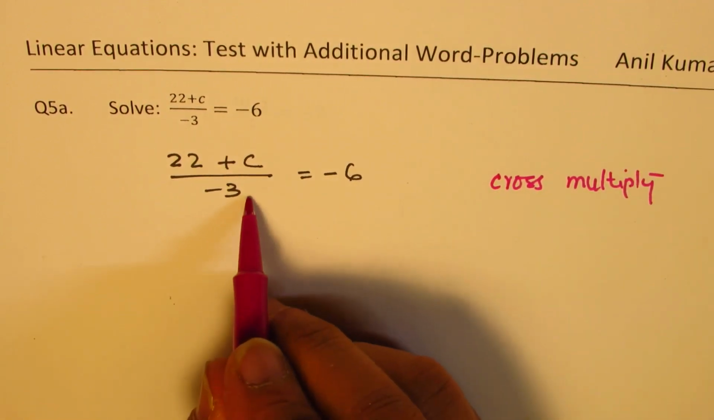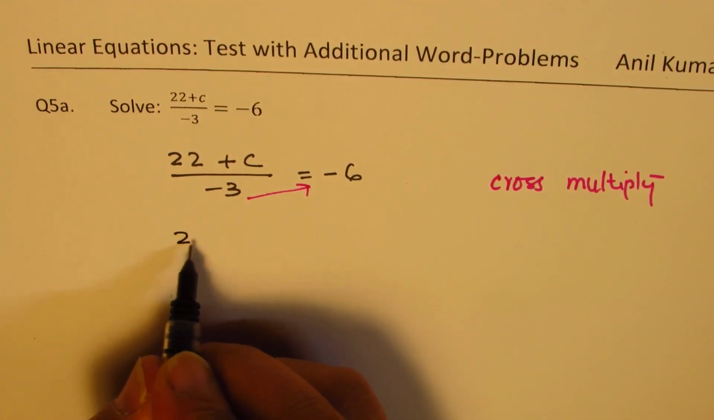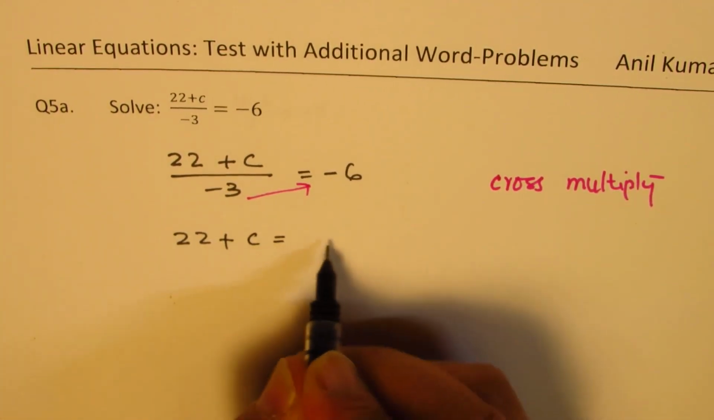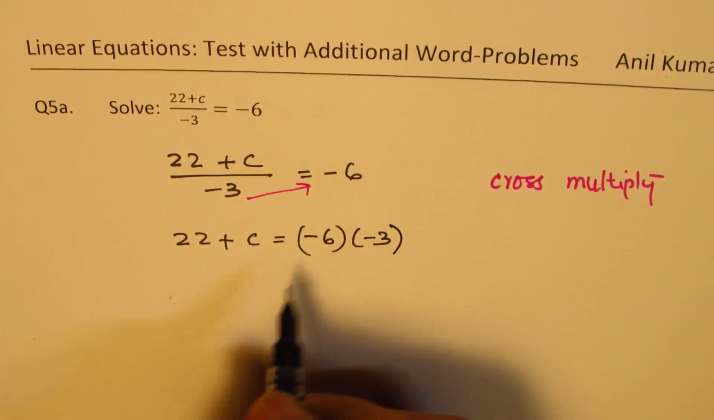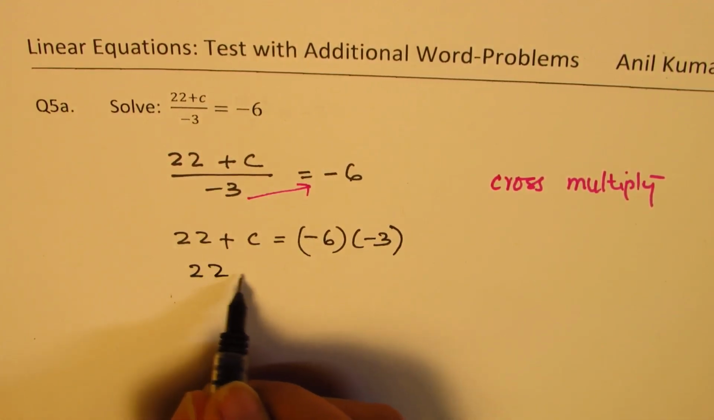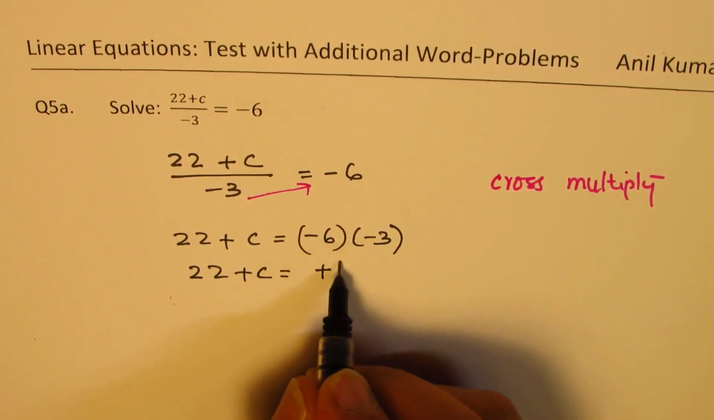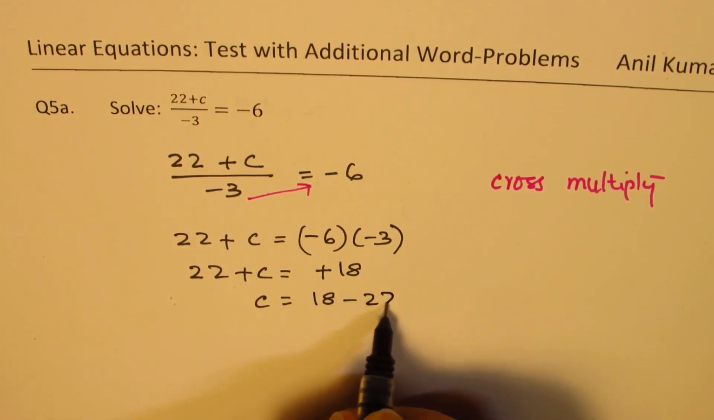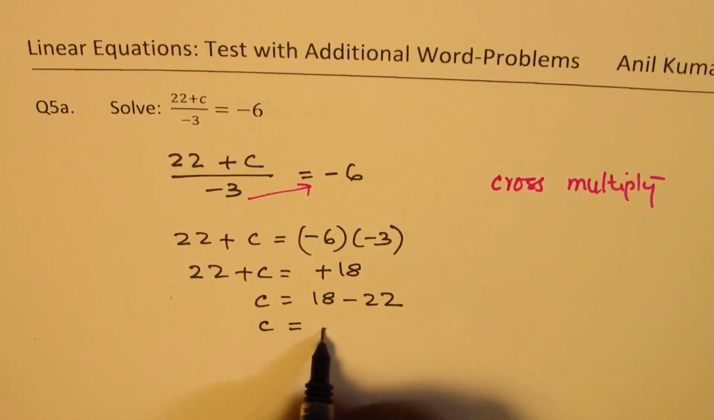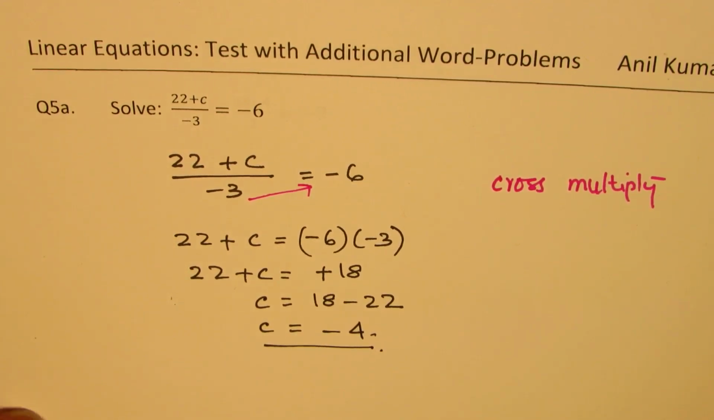So that really means you could just multiply this with the term on the right side. So we get 22 plus c equals to minus 6 times minus 3, right? So we get 22 plus c equals to minus is plus, and 6 times 3 is 18. C is equals to 18 minus 22. So we get C equals to negative 4, right? So that becomes the solution.